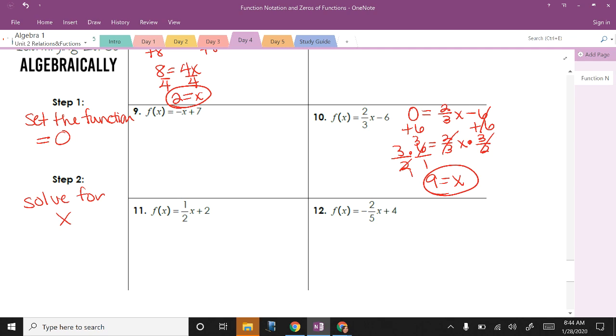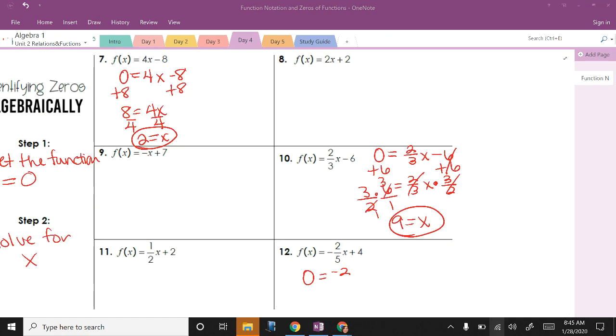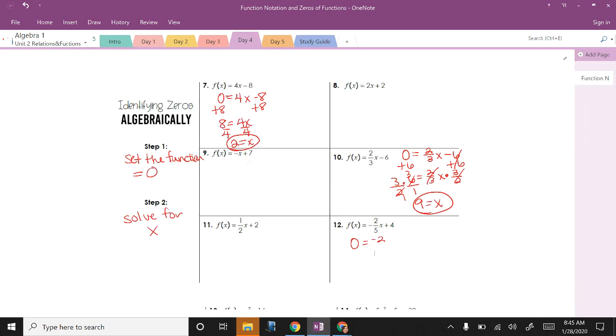Let's do number 12. How do I do number 12? First I do what? Set it equal to 0 equals -2/5.